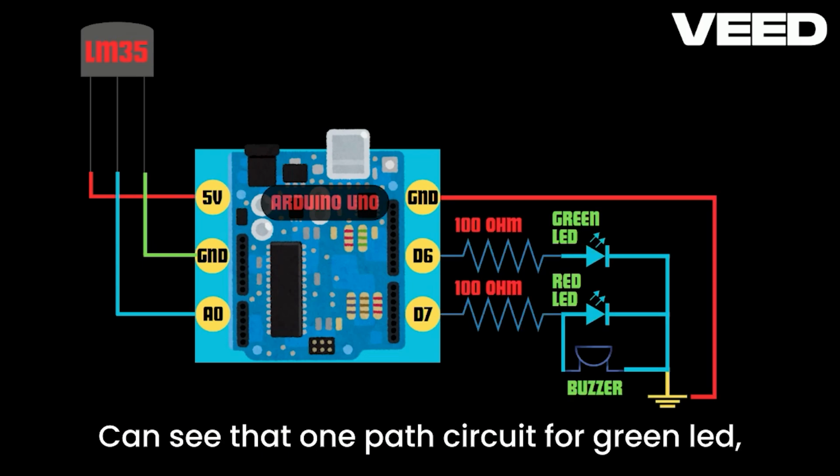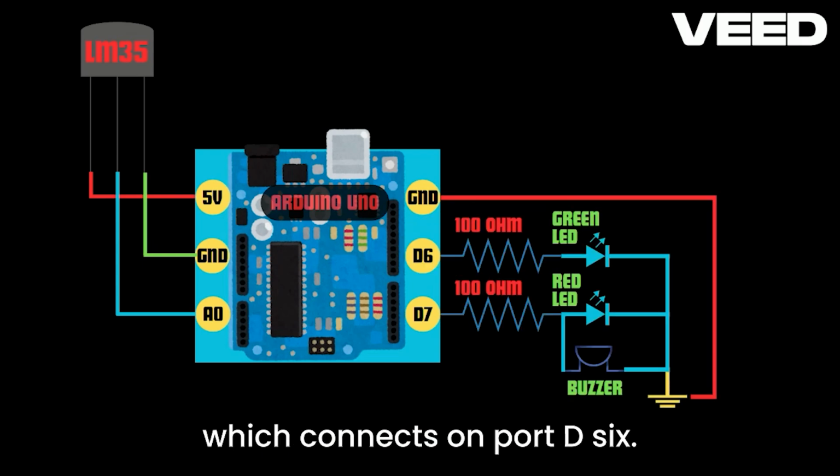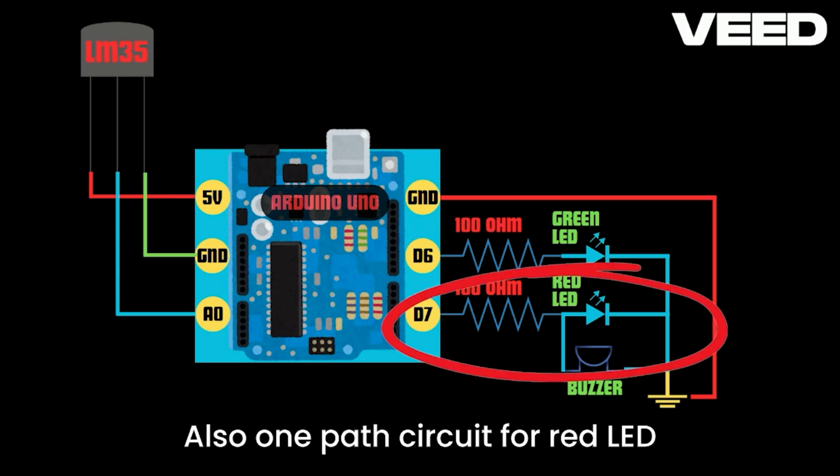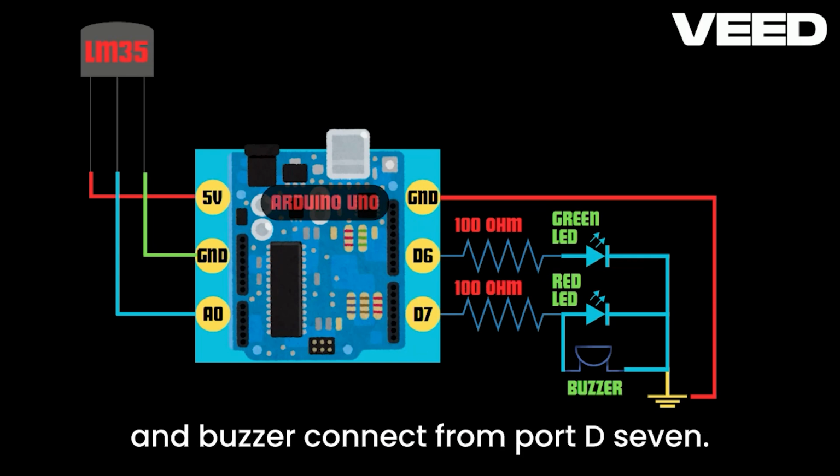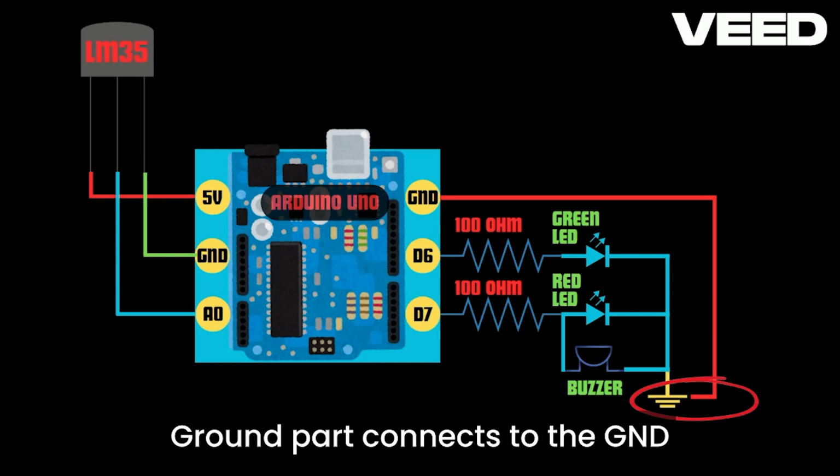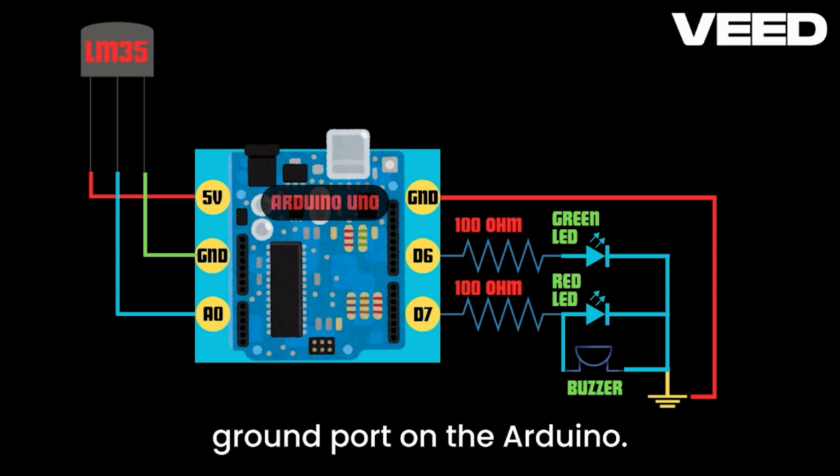You can see one circuit path for the green LED which connects to port D6. Also one circuit path for the red LED and buzzer connects to port D7. The ground part connects to the GND ground port on the Arduino.